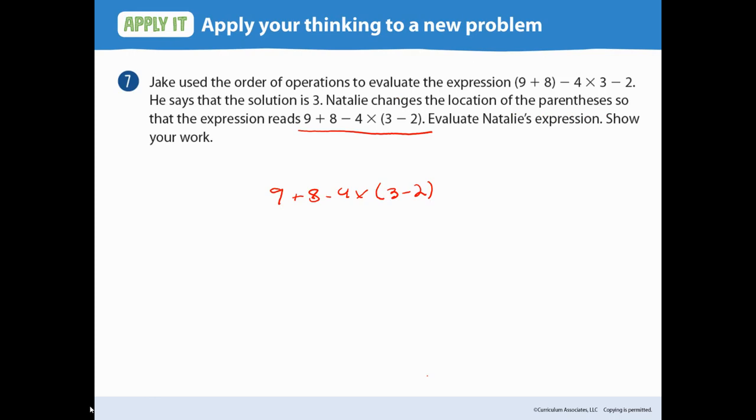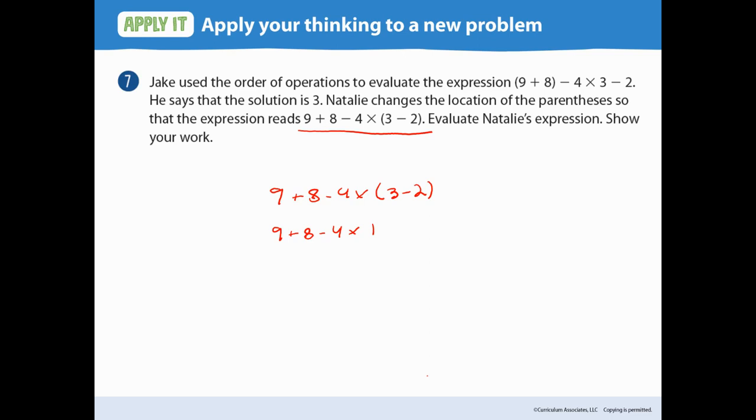All right, guys, let's go ahead and check our answers to number 7 here. So I've got a doozy of a question: 9 plus 8 minus 4 times, in parentheses, 3 minus 2. We're going to start at the very top, with parentheses. So I want to have 9 plus 8 minus 4 times, and then 3 minus 2 is going to be 1. So this is what I have left.